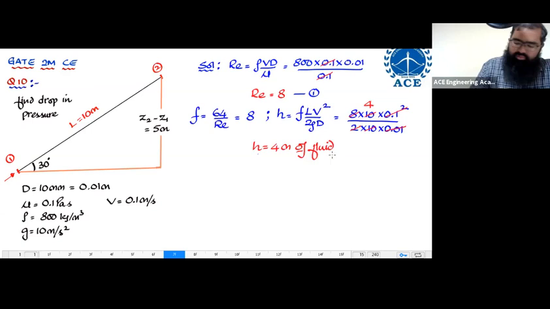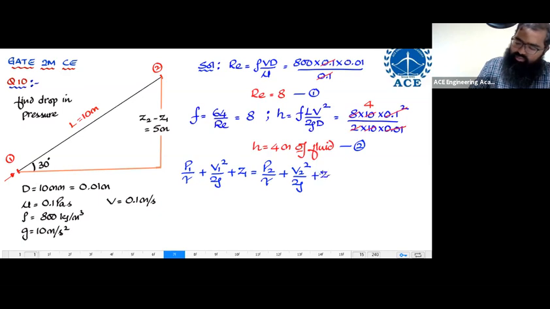4 meters of fluid. Save it as some equation 2. Now the moment I get head loss, my Bernoulli equation is very strong now. I will apply Bernoulli equation. I have over here P1 by gamma plus V1 square by 2g plus Z1 has to be equal to P2 by gamma plus V2 square by 2g plus Z2. Not to forget the most important term over here, head loss.